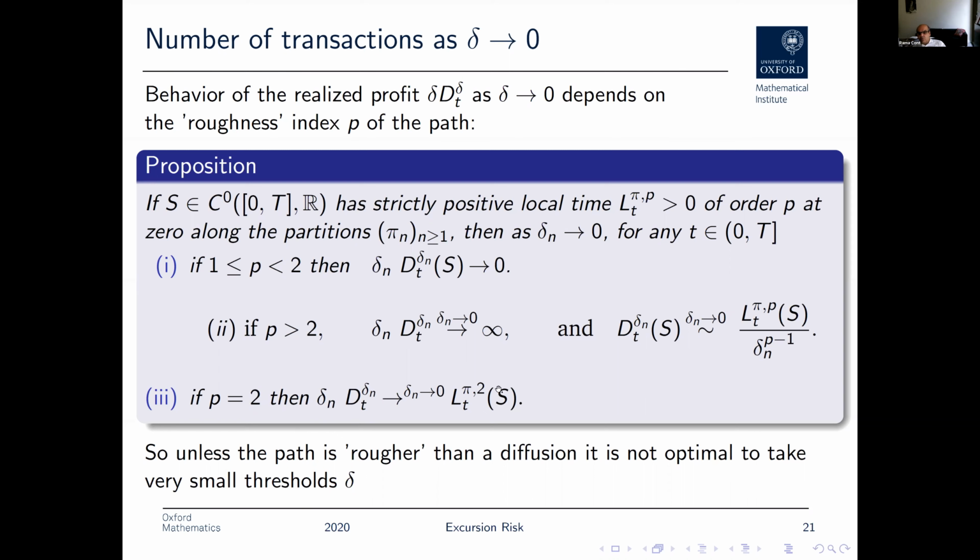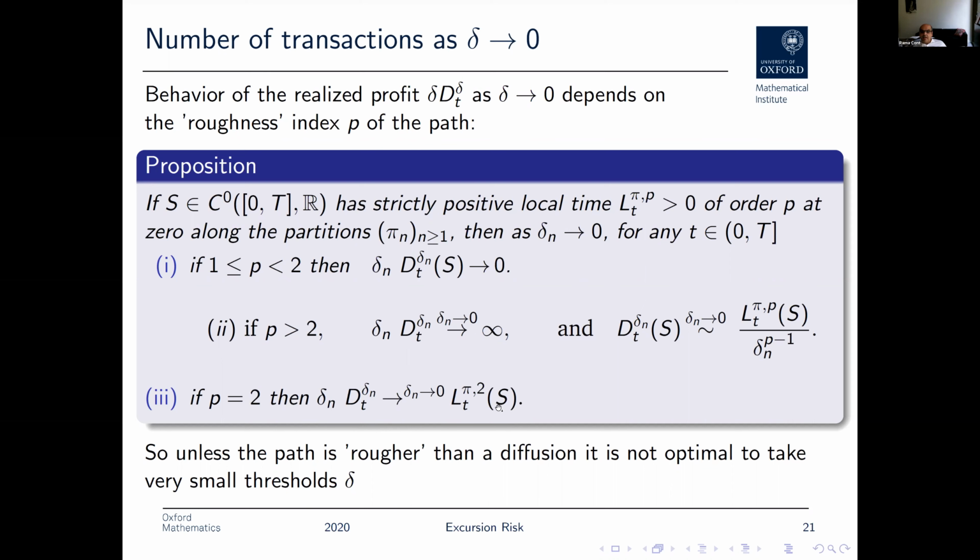And the local time of order 2 is, as I will show you, the same thing as what's called semi-martingale local time. Okay, so it's not a different notion. So this is interesting because it doesn't show you whether it is optimal to take delta equals 0, because you need to look at how this behaves as a function of delta when it goes away from 0. But it shows that if you trade at very high frequency, you have a non-zero residual profit, and it's exactly equal to the local time at 0 of your signal.